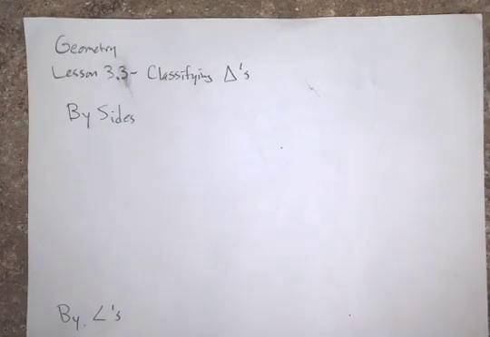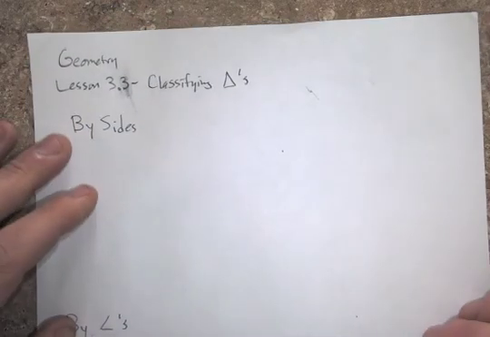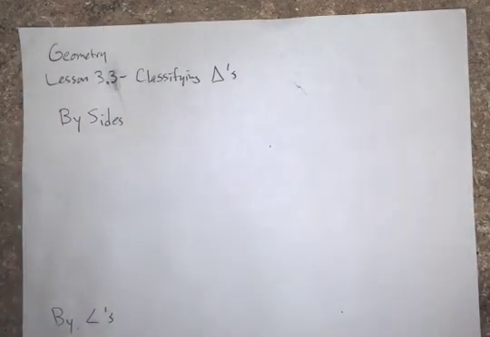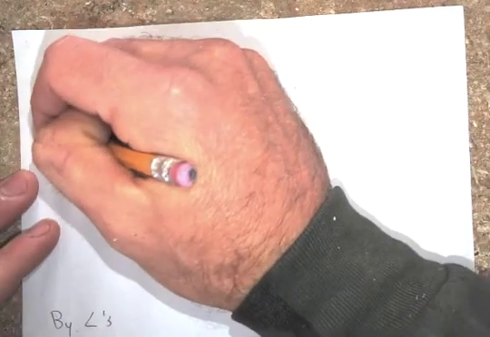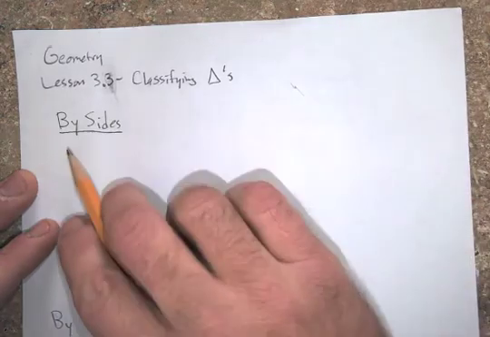All right, guys, lesson 3.3, looking at classifying triangles. We've talked about this some already, but I'm hitting back on it, making sure we're good on all the terminology. So we're just talking about different types of triangles. We could classify them by their sides.